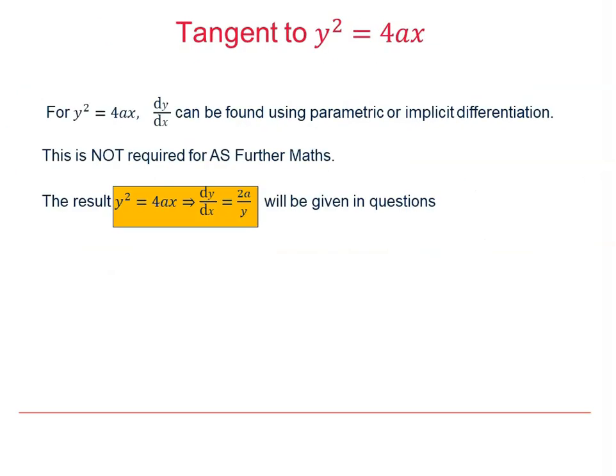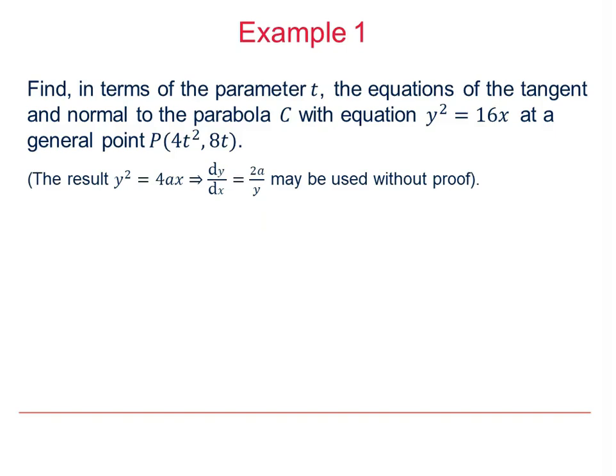Now when it comes to dealing with the parabola y squared equals 4ax, you don't actually need to be able to do the differentiation for this for AS further mathematics. It will be required for A level, but not for the AS. So in all questions involving the parabola, you will be told that if the equation is y squared equal to 4ax, then the derivative dy by dx is equal to 2a over y, and you can quote this in questions. So now let's look at a typical exam question involving the parabola.